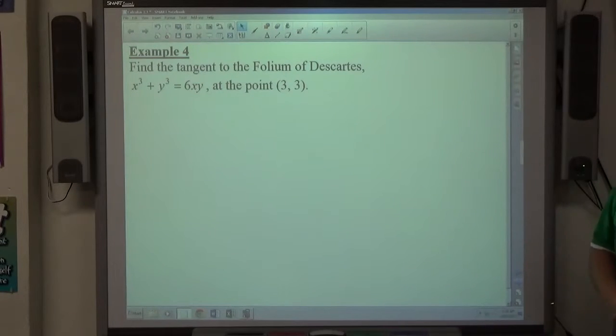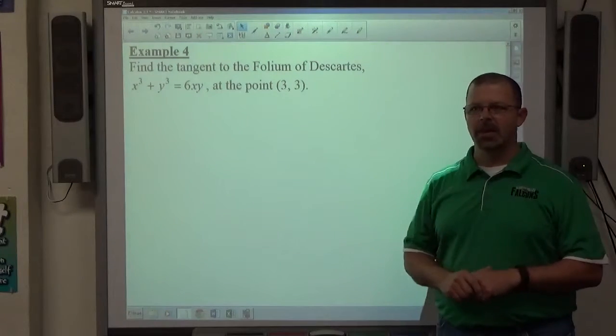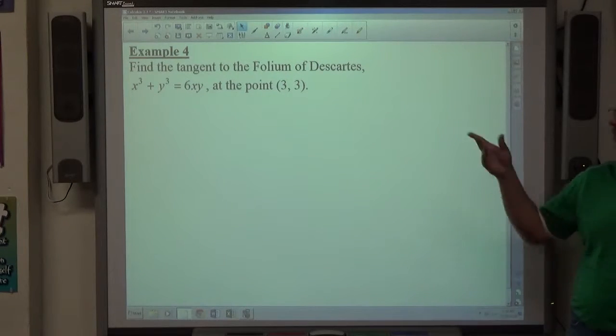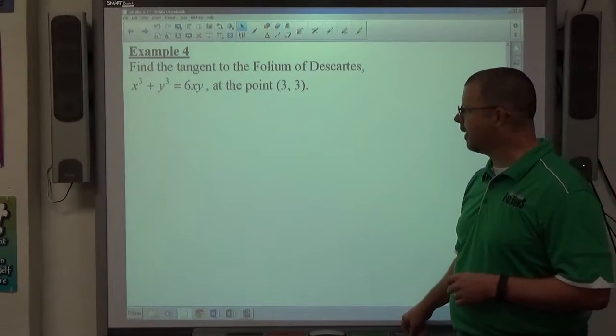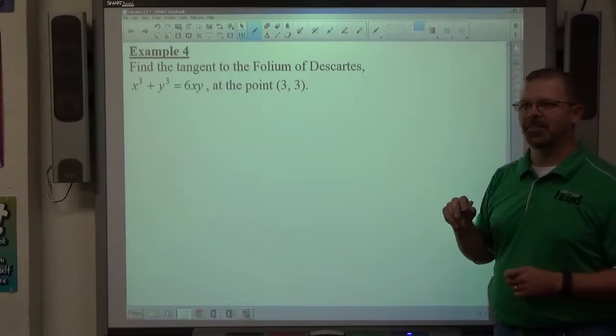Problem 4: find the tangent to the folium of Descartes, x cubed plus y cubed equals 6xy at (3, 3). You'll notice some of these things that we're doing have special names. That's because some guy back in the day did it, and they made this. And this folium of Descartes, if I remember right, yeah, it's René Descartes. He's the guy that came up with the Cartesian coordinate plane. We talked about him before.